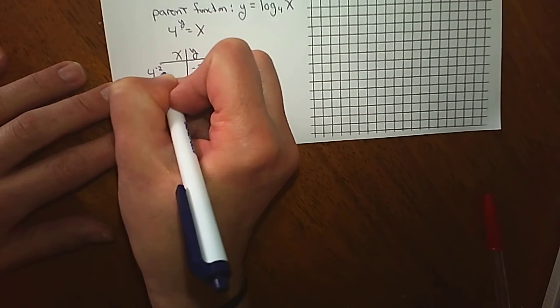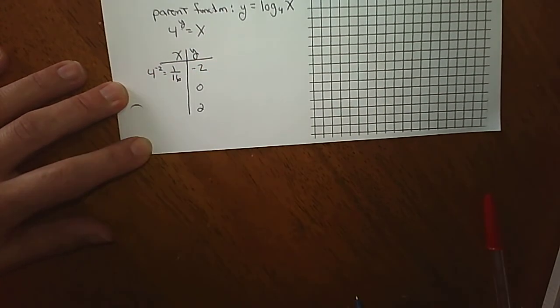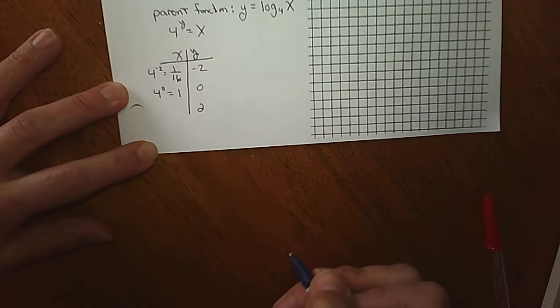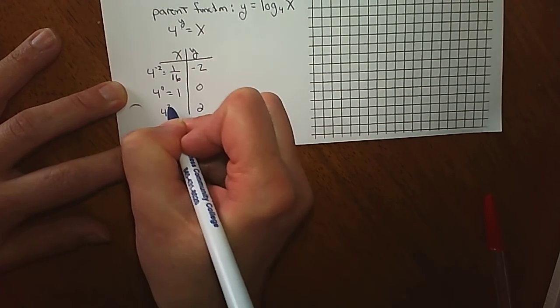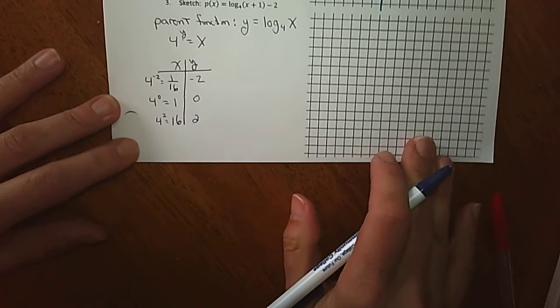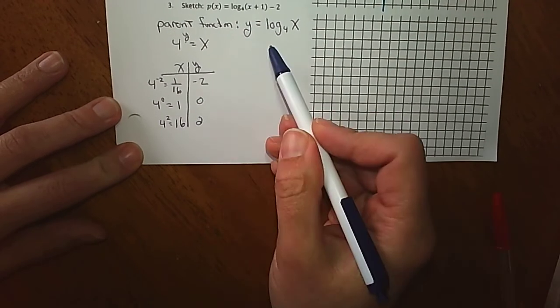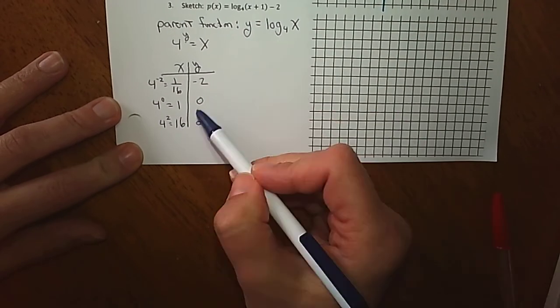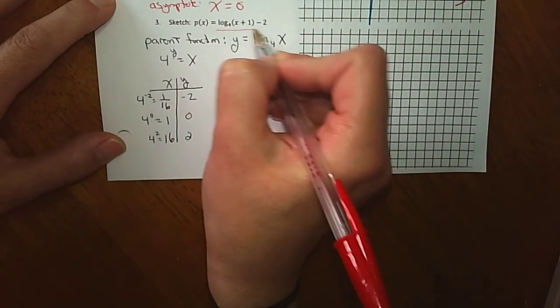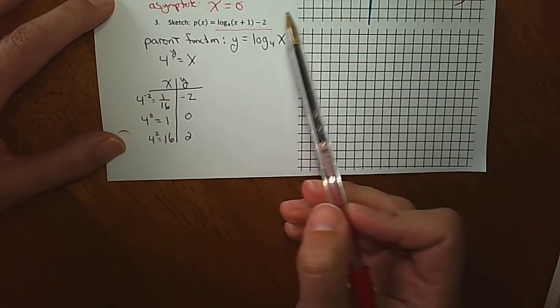4 to the -2 is 1/16. 4 to the 0 is 1. Right? And 4 squared is 16. Now, here's the deal. This is not what we're graphing. This is just what the parent function would look like. We now need to graph this guy. And this is where we're going to bring in our shifts.